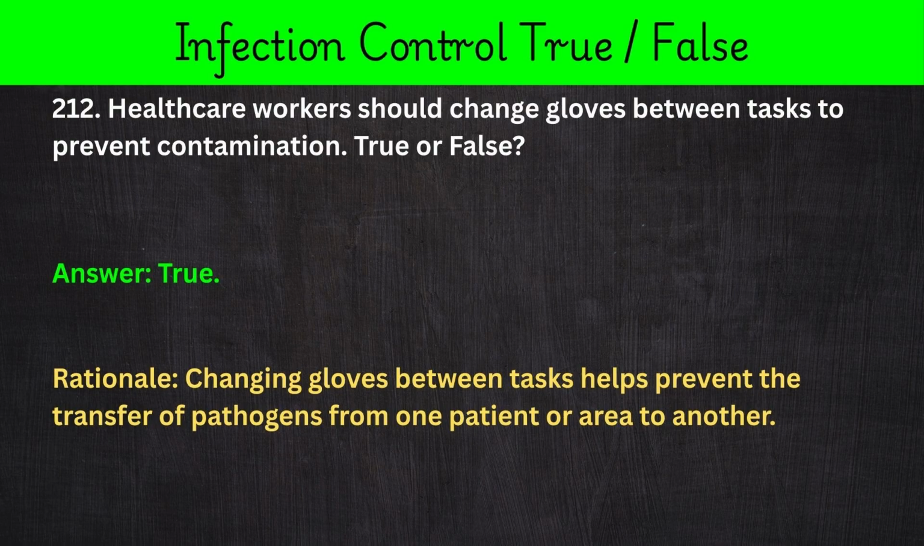212. Healthcare workers should change gloves between tasks to prevent contamination. True or false? Answer: true. Rationale: changing gloves between tasks helps prevent the transfer of pathogens from one patient or area to another.